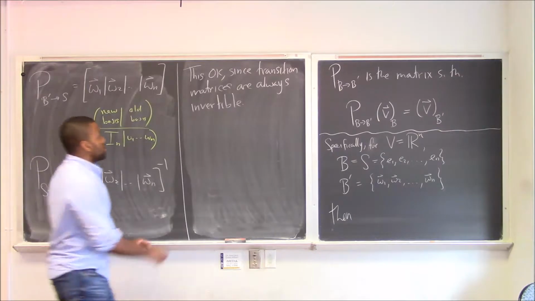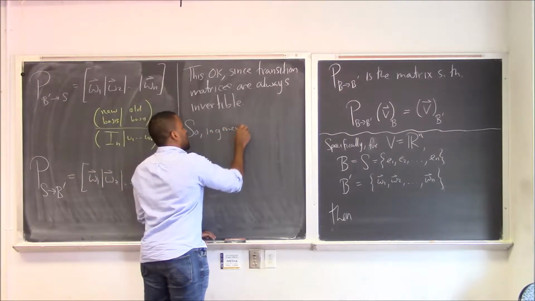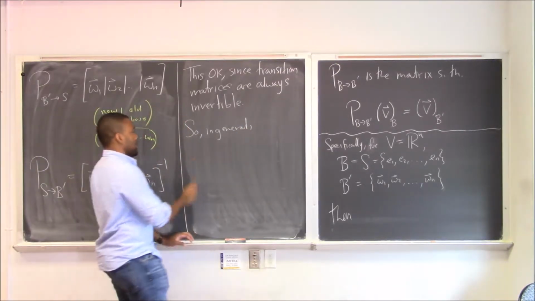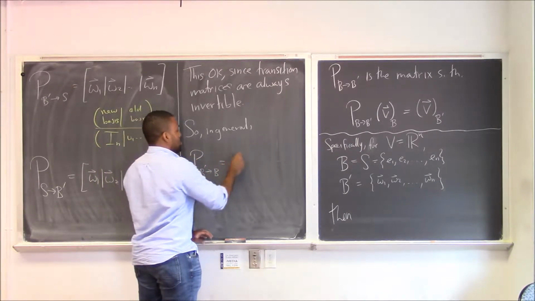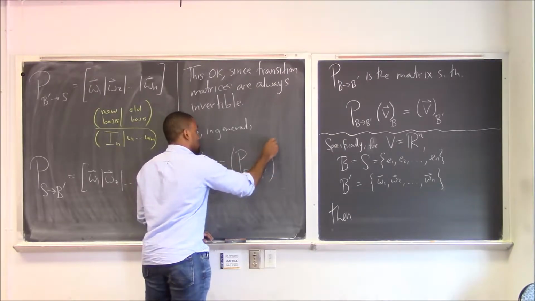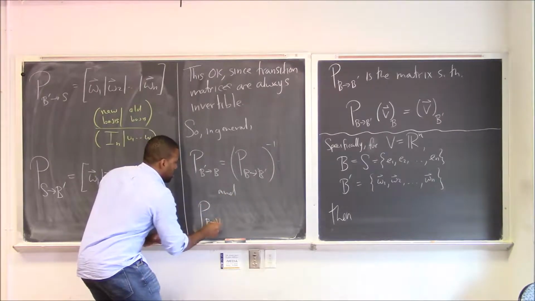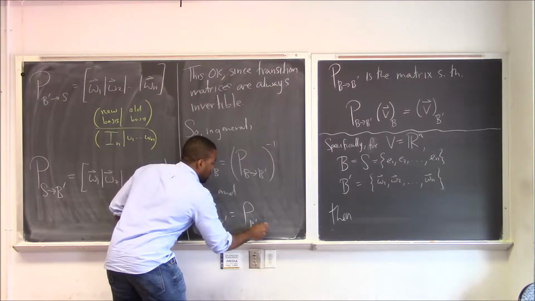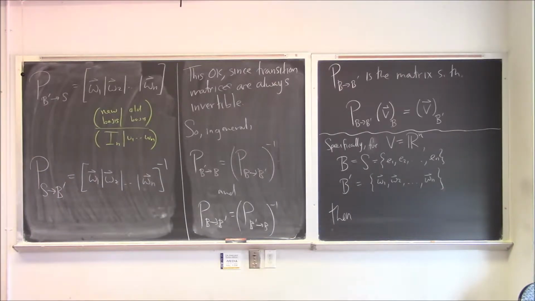And so in general, we can always find an inverse, and the inverse would of course go back to where we're coming from. So if you want to find P of B prime to B, it's always going to be the same as P of B to B prime, and then you take the inverse. So those relationships will always hold for any transition matrix.